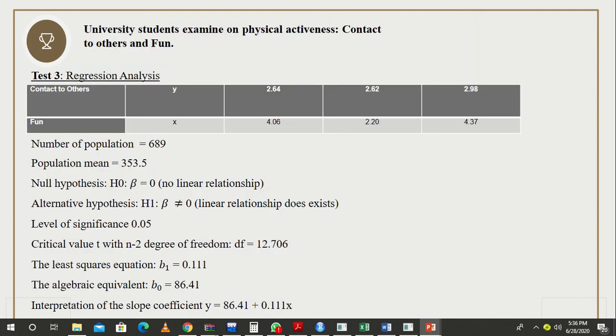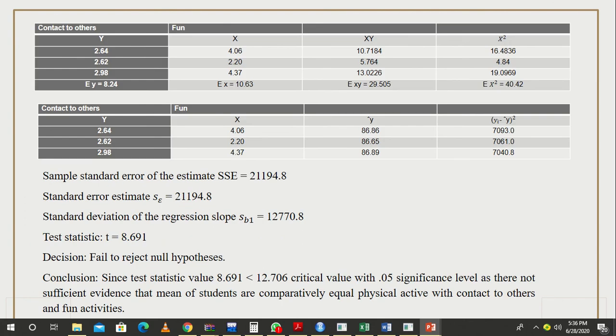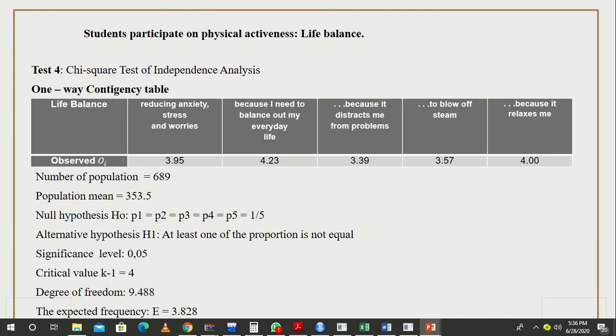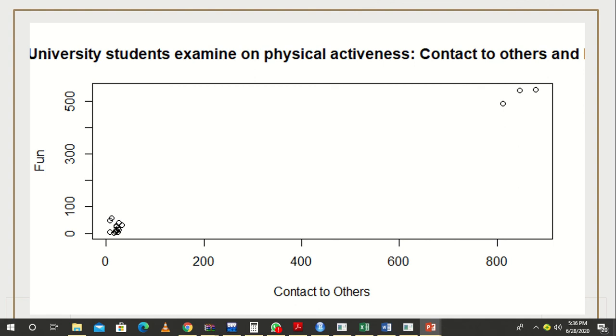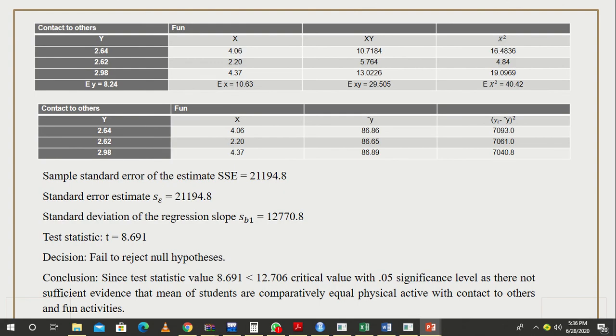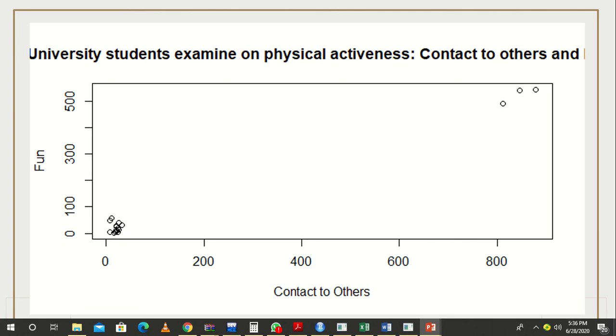Thirdly is contact to others. Based on these activities, the question was about contact to others and fun. Where I have implemented the data, mostly the students have had fun, comparatively equal. They don't have comparatively equal physical activity with contact to others and fun, because the analysis has shown that mostly they like to contact.